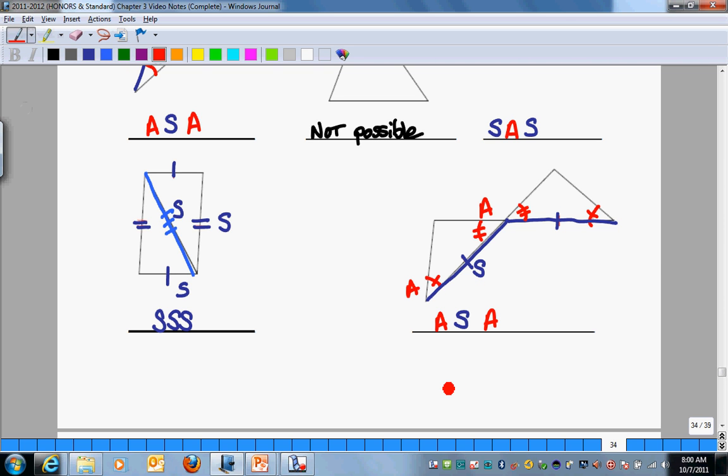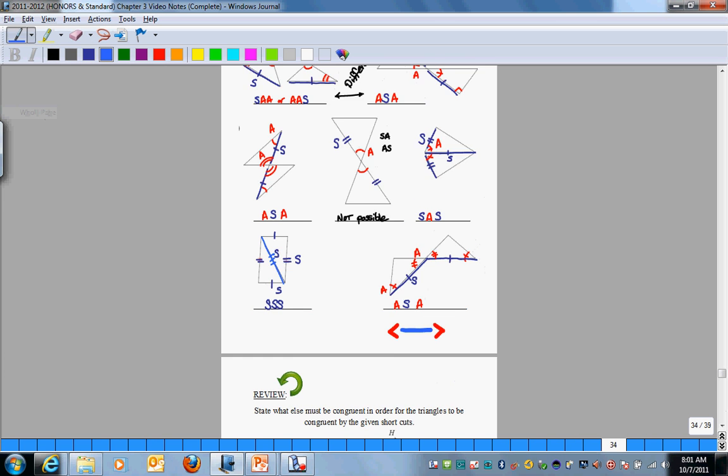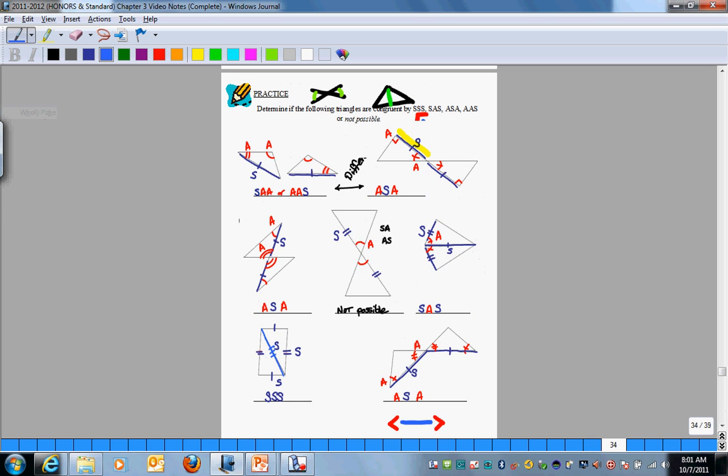And you can see here we have, again, two distinct angles with a side between them. That would be the hamburger, so that is called angle, side, angle. Make sure you have every single marking down, including the S's and the A's, for all the shortcuts and every problem.